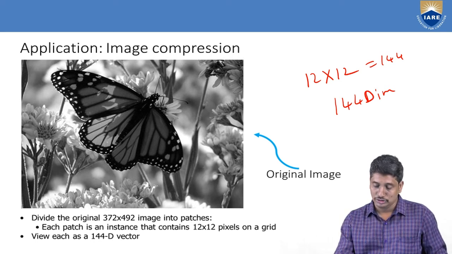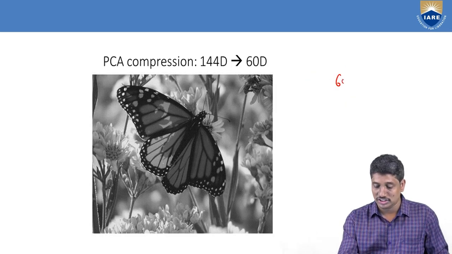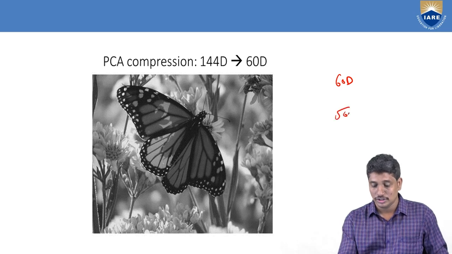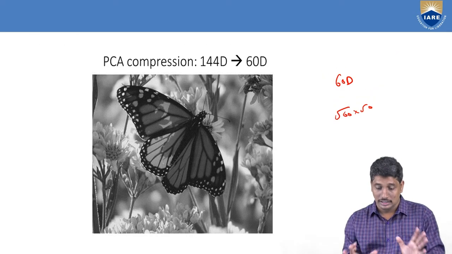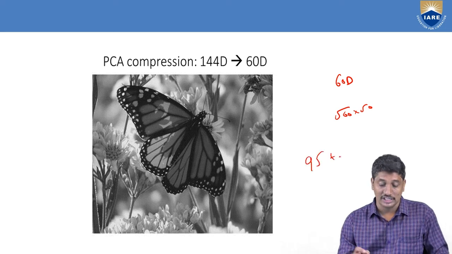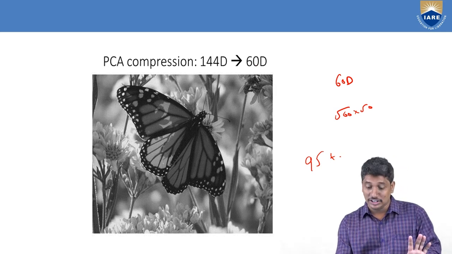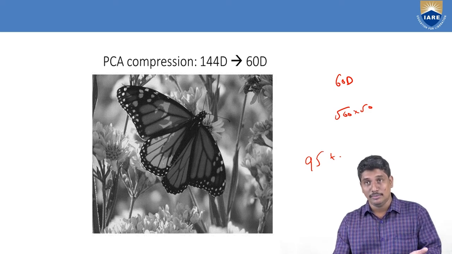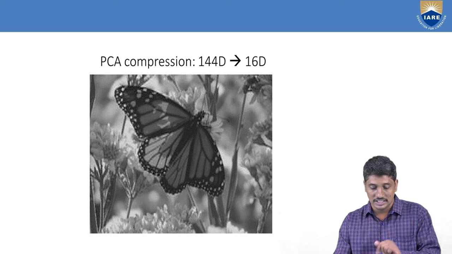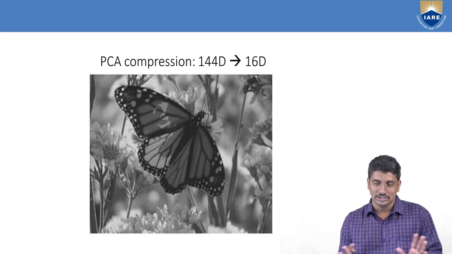Now you have reduced it by using PCA and dimensional reduction. You can reduce 144 dimensions into 60 dimensions, that means root 60 into root 60. Then you see the same picture, but the clarity is a little missing, but you have preserved at most 95% of the clarity. By reducing 144 dimensions to 60 dimensions, you preserved at least 90% of the clarity of the picture. But if you reduce the dimension further, like in this example 16D, you are missing the clarity. Some vision clarity is missing.